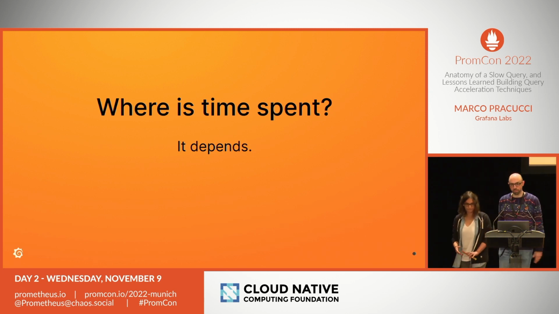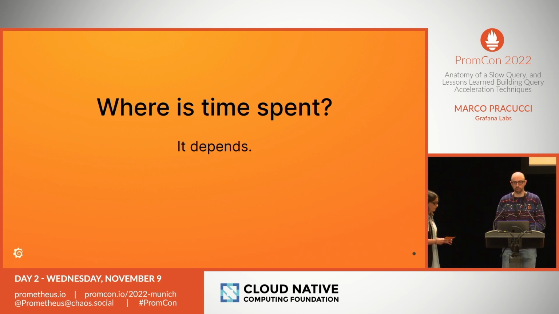Where is the time actually spent in this process? Well, the answer is it depends. It depends on the query you run. It depends on the label matchers, whether it's a high cardinality query or not. When I talk about high cardinality query, which is something you will hear a lot in this talk, I mean the number of the matching series of your label matchers. In Grafana, we consider a high cardinality query anything above 50, 100,000 matching series.